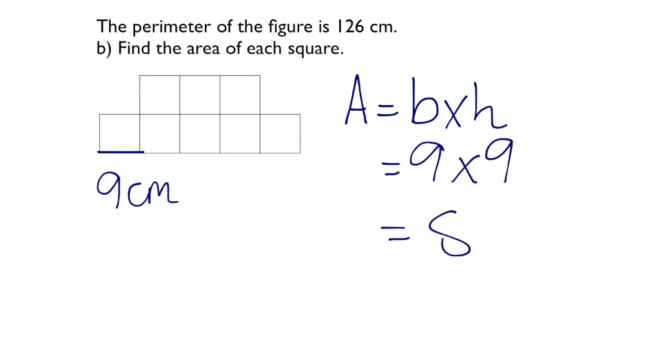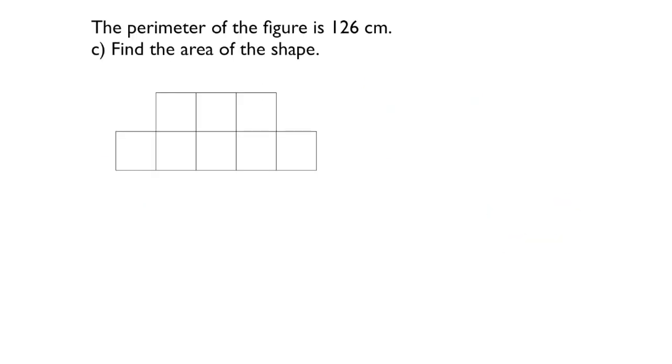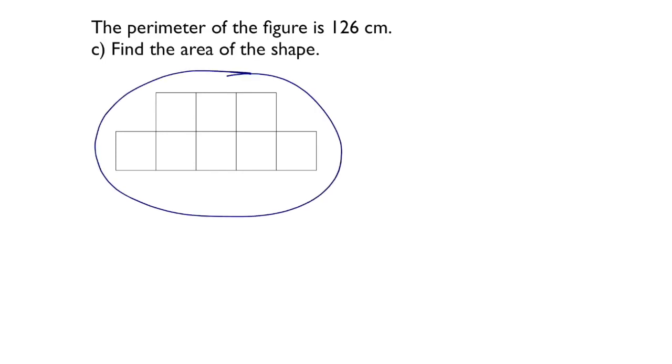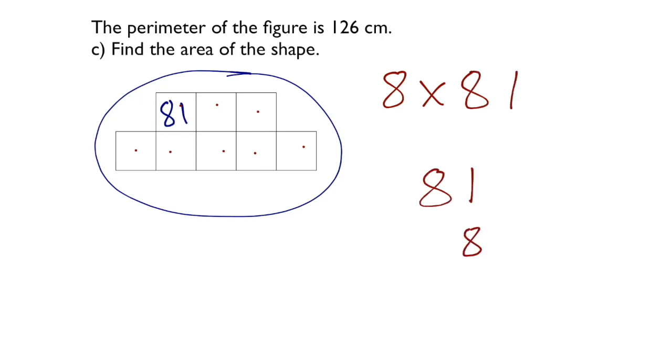So the last thing to do is to find the area of the whole shape. We are going to use what we learned in part B, that the area of one of those squares is 81 centimeters squared. So all we need to do is count up how many squares comprise the whole shape, and that is 8. So my answer will be 8 times 81. I'll write that out here, and the answer is 648 centimeters squared.